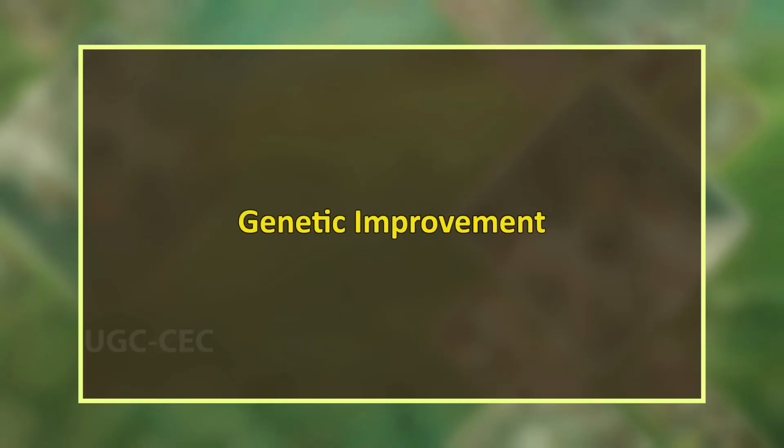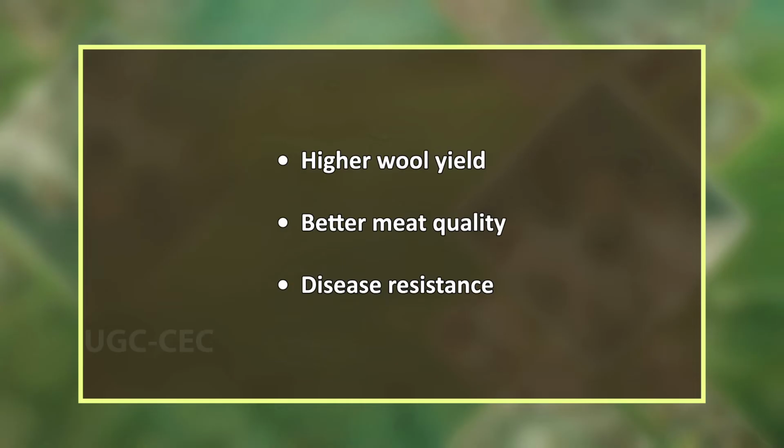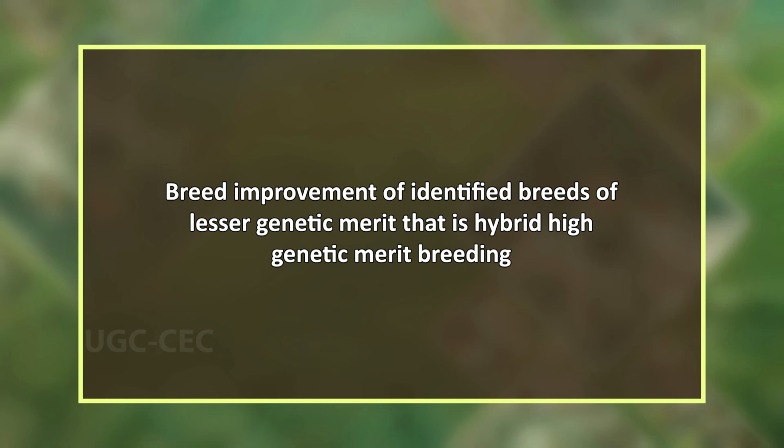Genetic improvement. Identifying and breeding individuals with desirable traits such as higher wool yield, better meat quality, and disease resistance helps enhance these traits in subsequent generations. Selective breeding is particularly effective when combined with rigorous performance recording. Breed improvement of identified breeds of lesser genetic merit, that is, hybrid high genetic breeding.